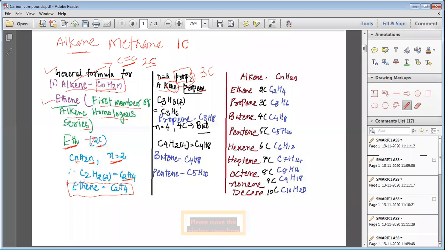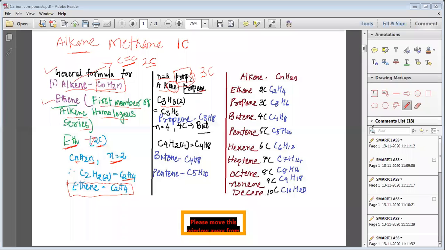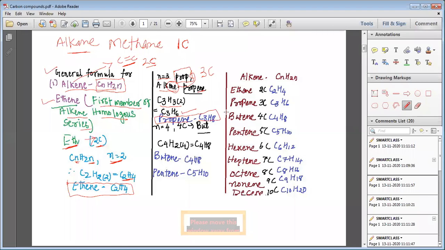The propene will have the general formula C3, because n is equal to 3, C3 into H, 3 into 2. We get C3H6. This is the second member of the alkene homologous series. And we have the formula of propene as C3H6, my dear students.